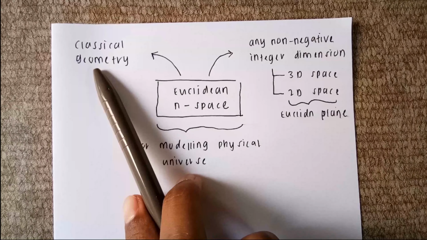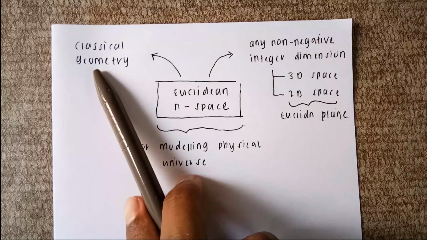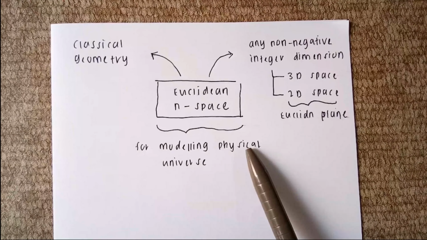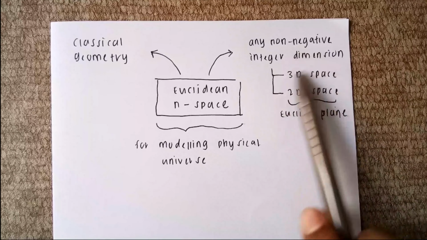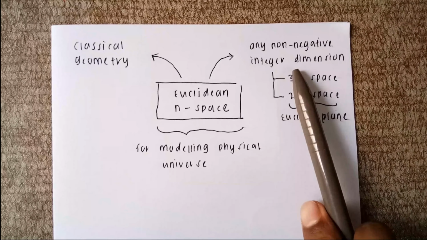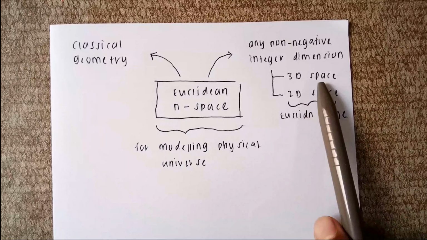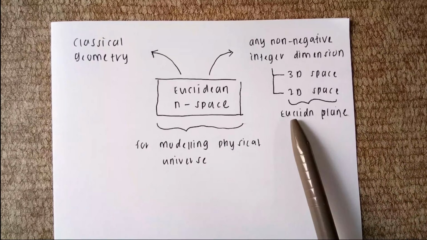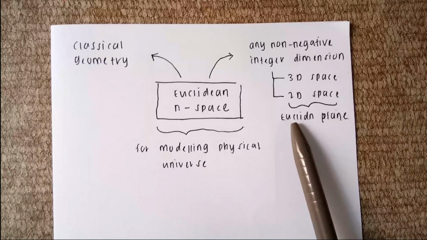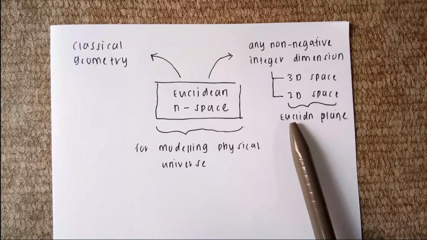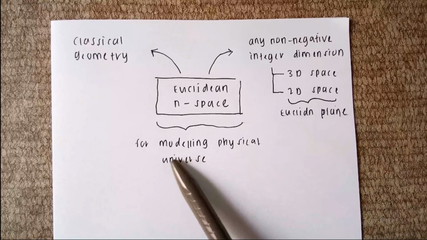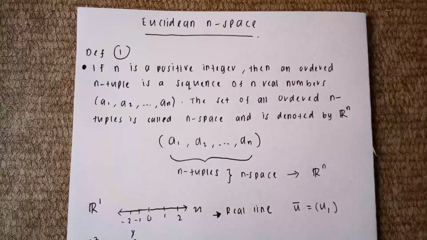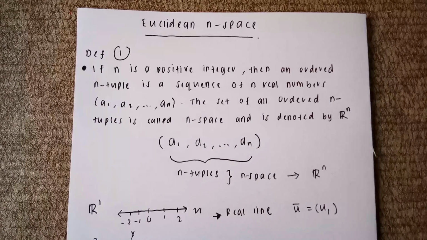Originally, it was the three-dimensional space of Euclidean geometry, but in modern mathematics, there are Euclidean spaces of any non-negative integer dimension, including the three-dimensional space and two-dimensional space, which can also be called the Euclidean plane. Euclidean space was introduced for modeling the physical universe. Okay, so let's go to our very first definition in this topic.